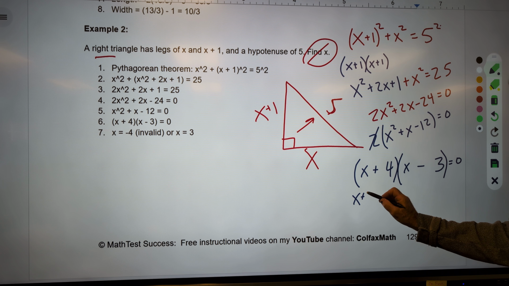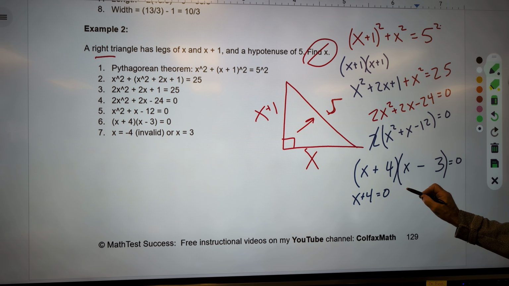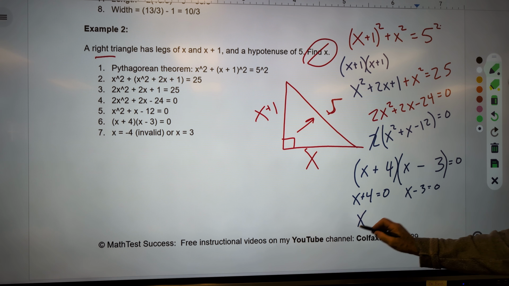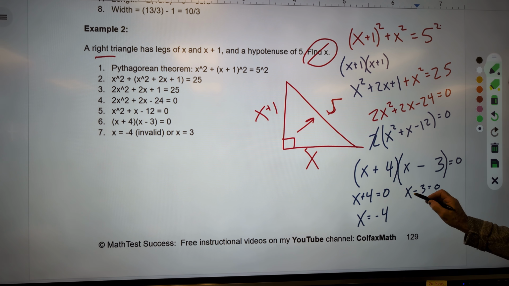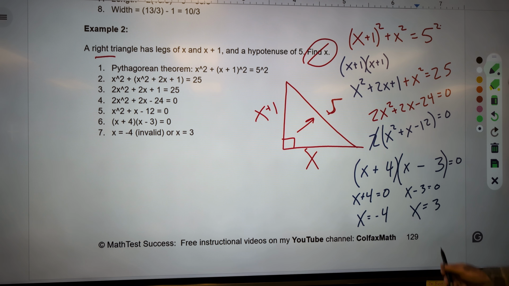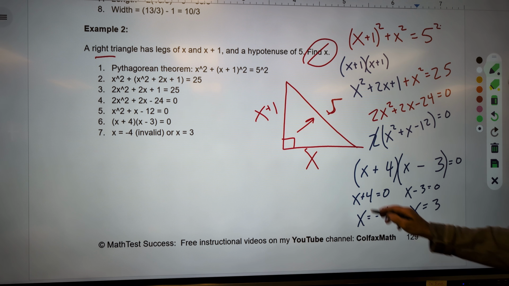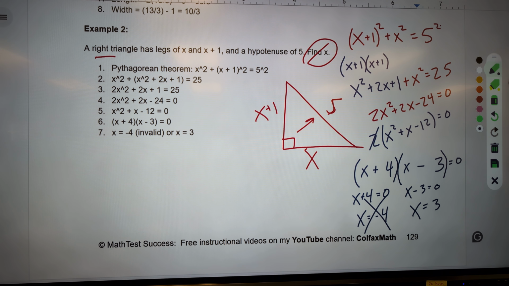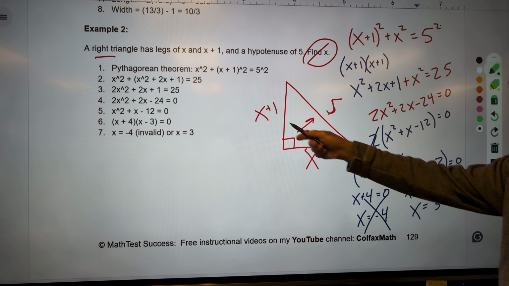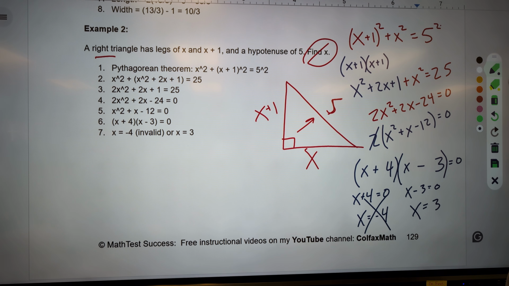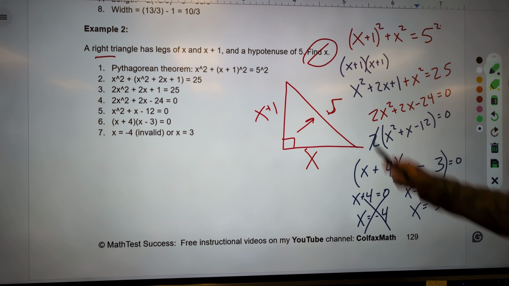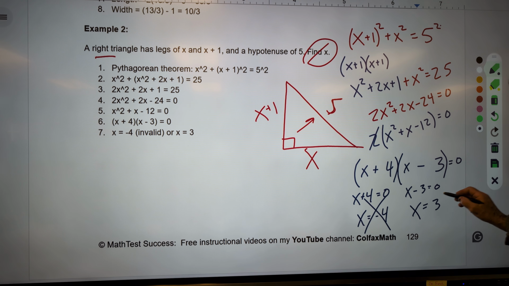Either x plus 4 is equal to 0 or x minus 3 is equal to 0. Solving for x, x is equal to negative 4. Adding 3 to both sides, x is equal to 3. Two solutions. I take that negative 4 and plug it in. You can't have a length of negative 4, it doesn't make sense, so I cross it out. 3 plus 4, that works there. And again, we are finding the value of x. So the correct answer is 3.